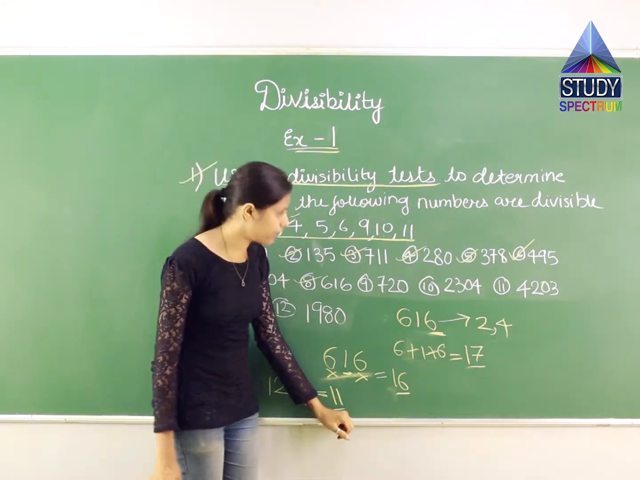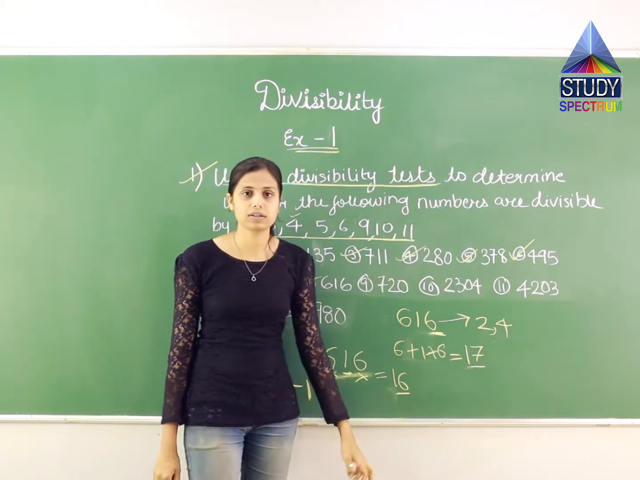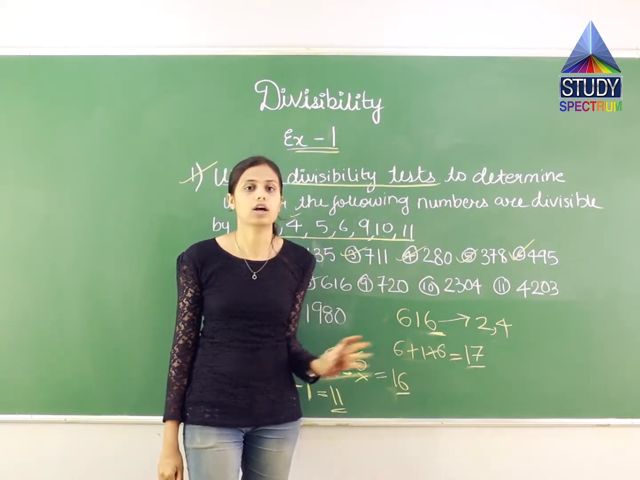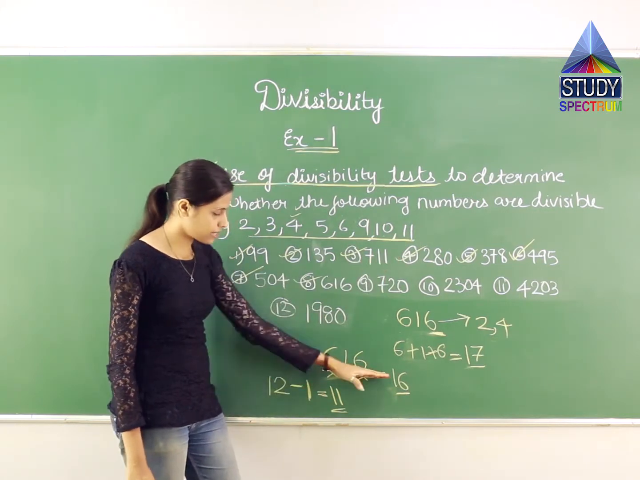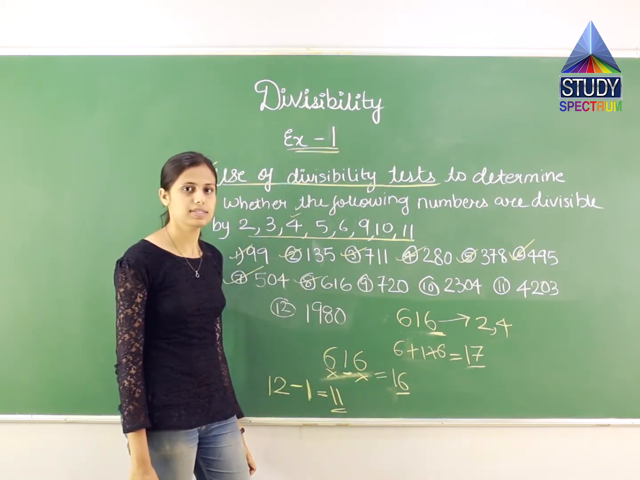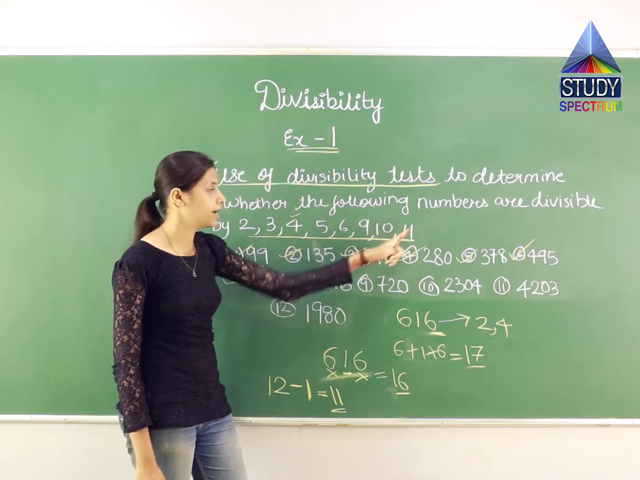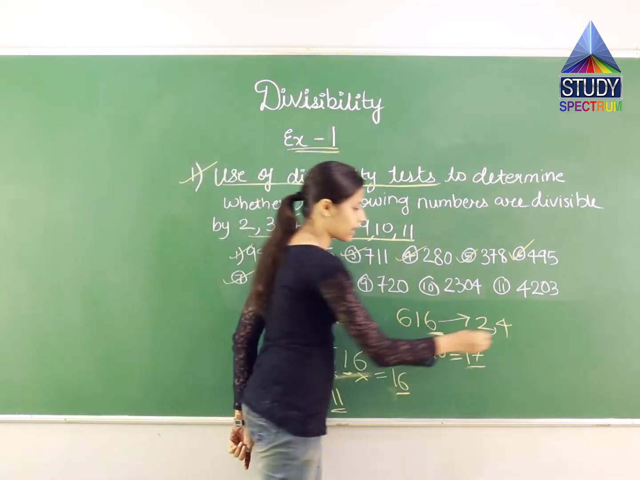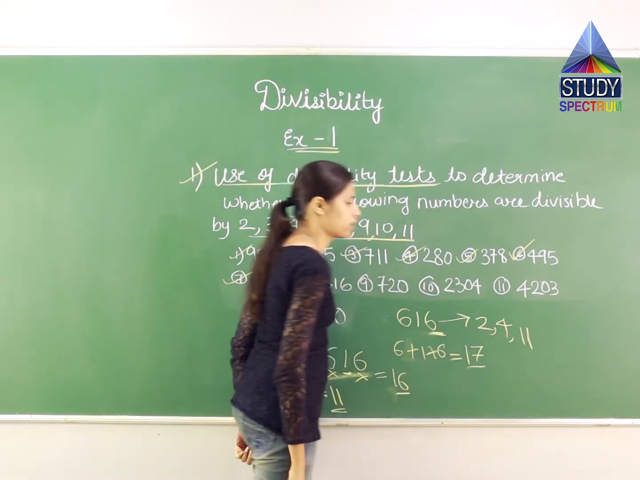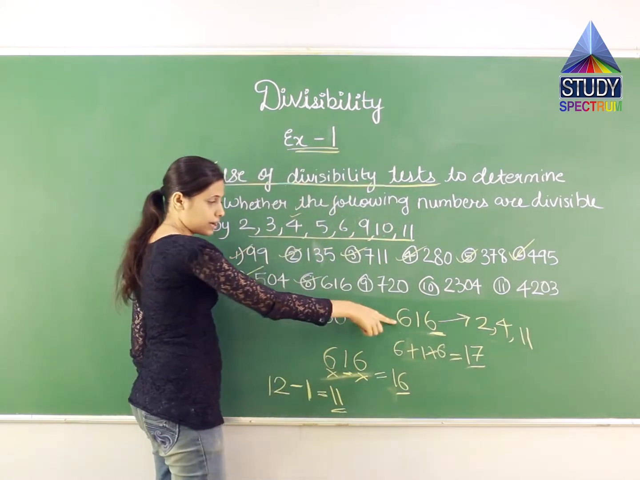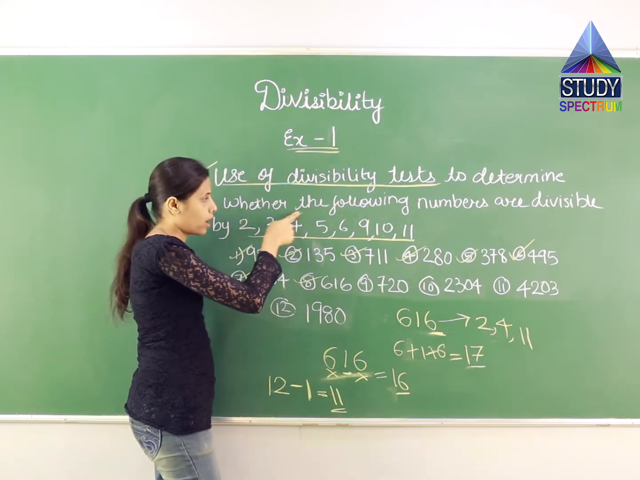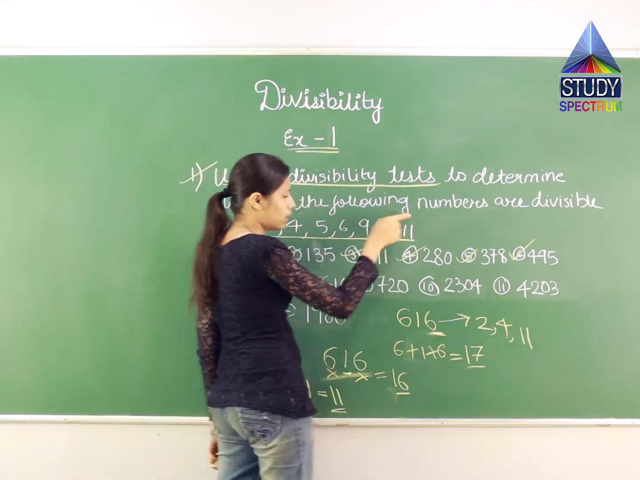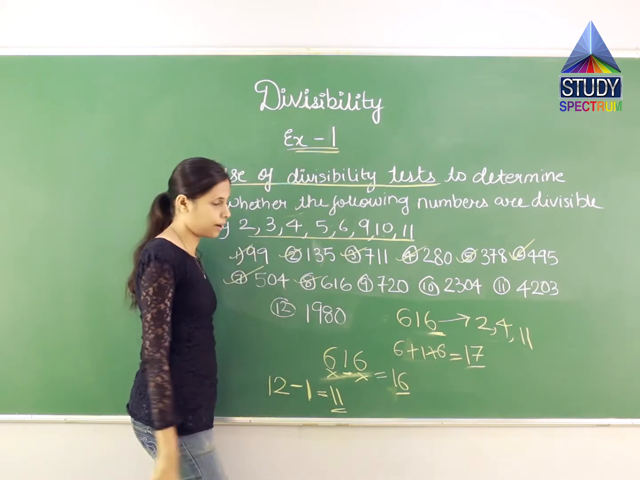Now is 11 divisible by 11? 11 ones are 11, right? So 11 is divisible by 11. So I can say that this entire number 616 is divisible by 11. So I'll write 11 over here. Right? So this number 616 is divisible by 2, 4 and 11. It is not divisible by any other number.